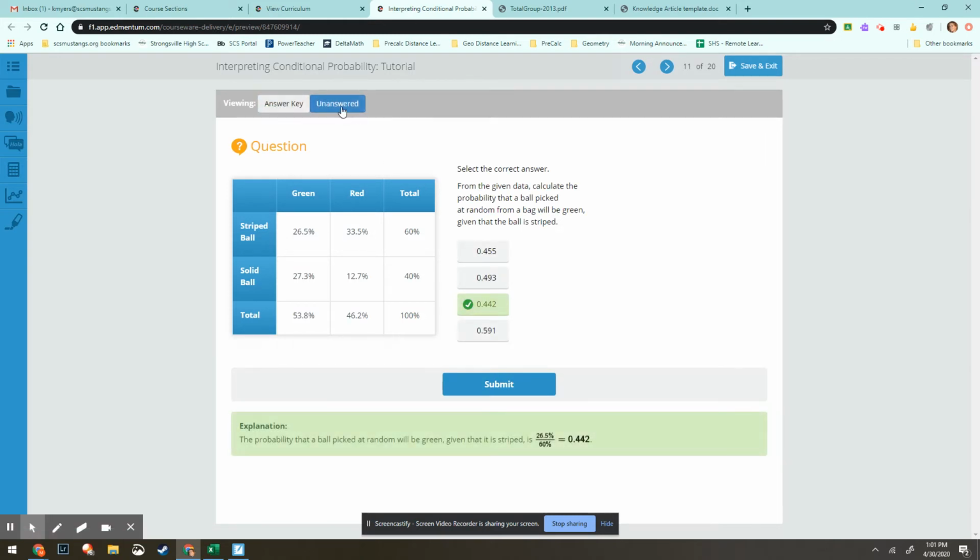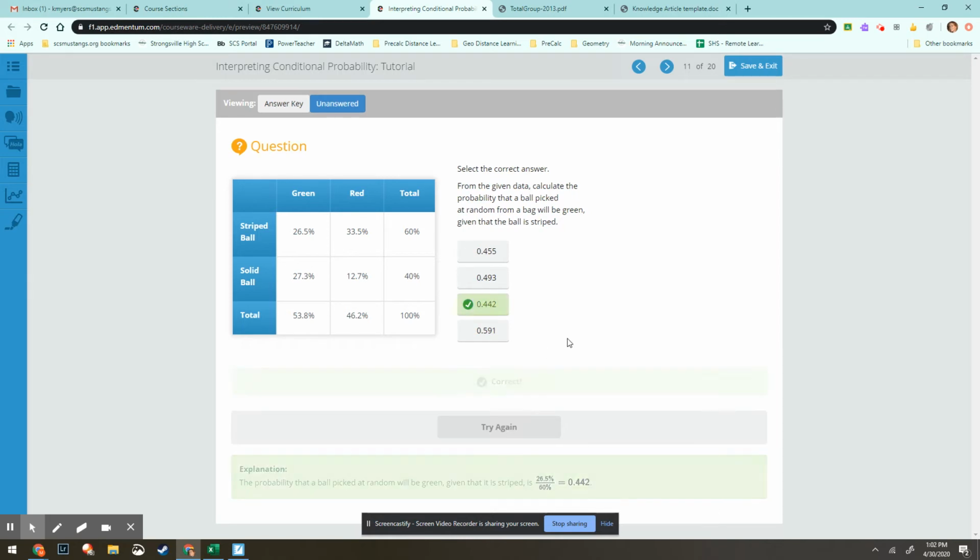Here we have a table. I don't know why it shows up with the answer, that's weird. But anyway, calculate the probability a ball picked at random will be green, given that the ball is striped. So here, the ball is striped, that's a 60% chance. So that's going to be my denominator. And that it's green will be 26.5. So 26.5% divided by 60%. When you do that, you get 0.4422. And you can see that work right down here. That's how you would do that. It works the same thing with percentages.